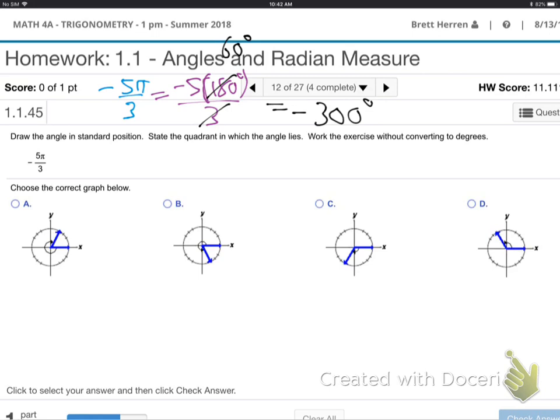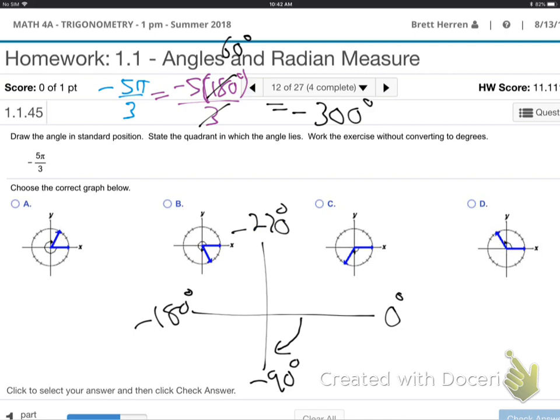Good so far? Now, where is that? If this is 0, by definition they made straight right 0 degrees. And when I go up, those are positive angles. So what am I going to do for negative angles? Go down. So this will be negative 90. This will be negative 180.